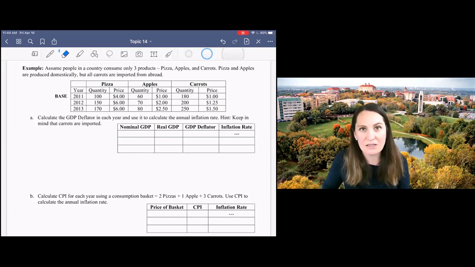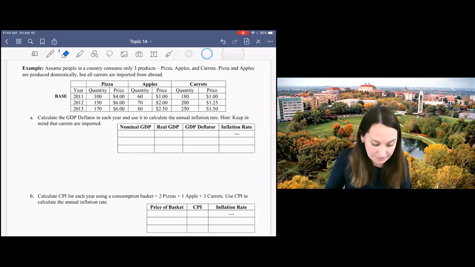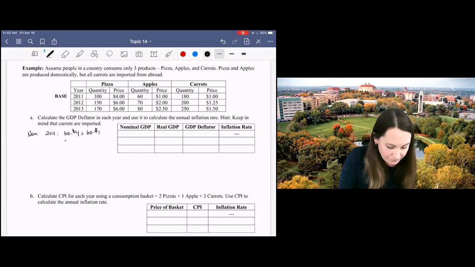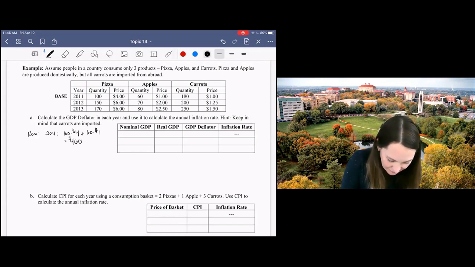So the first thing that we need to do is calculate nominal GDP. For GDP, remember, we only want to include things that are produced domestically. So we're basically just going to ignore the carrots. For 2011, we've got 100 pizzas times $4 plus 60 apples times $1, and that gives me $460 for nominal GDP.